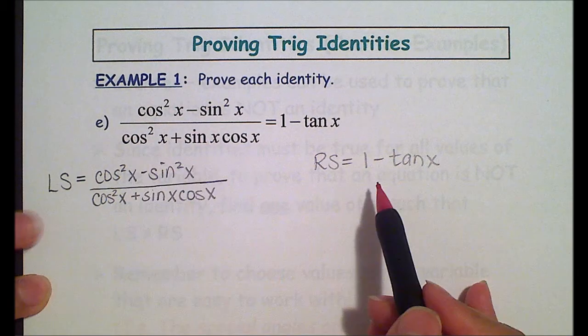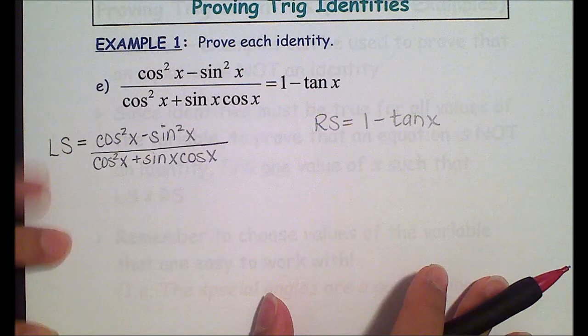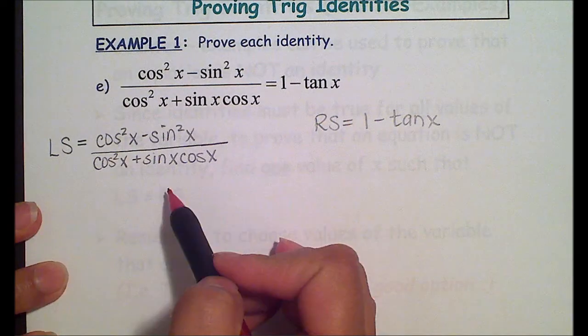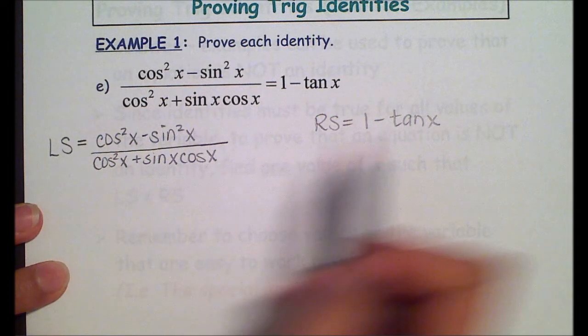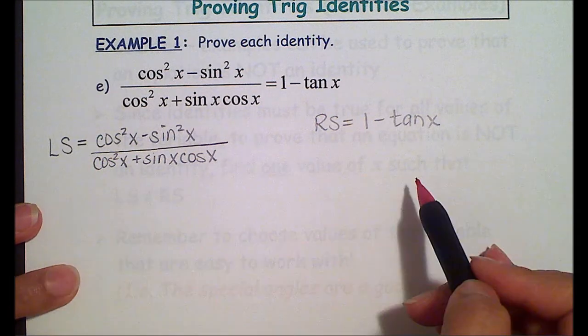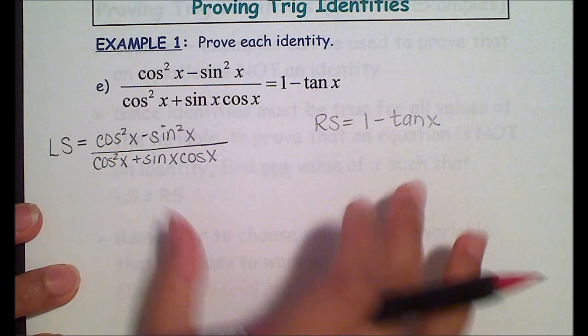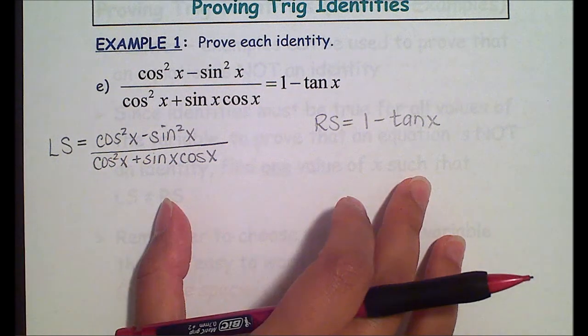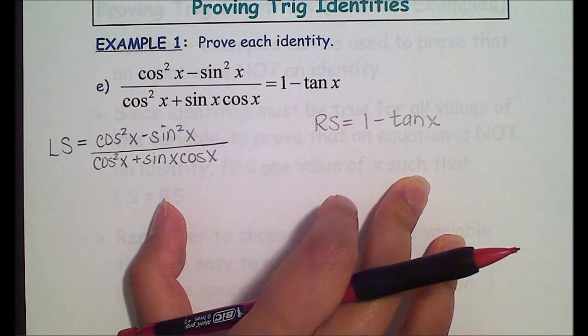Okay? So I'm going to look at the left side. You'll notice that on the left-hand side, I have a fraction. On the right-hand side, I do not have a fraction. On the left-hand side, I have cosines and sines. On the right-hand side, I have a tangent. Okay, so ideally what you want to try to do is make the two sides look exactly the same, which means they should have the same kind of trig ratios as well. Okay, so if you only have cosines in one, then you want to have cosines on the other side as well.